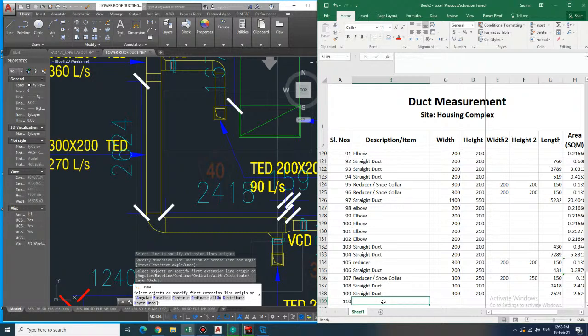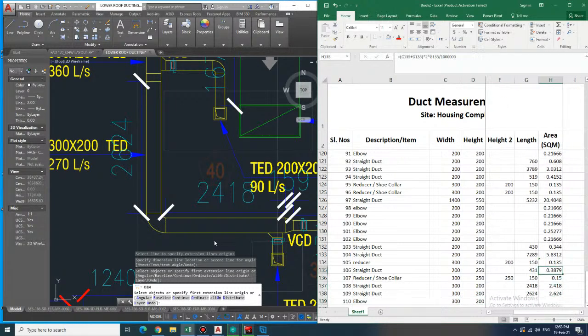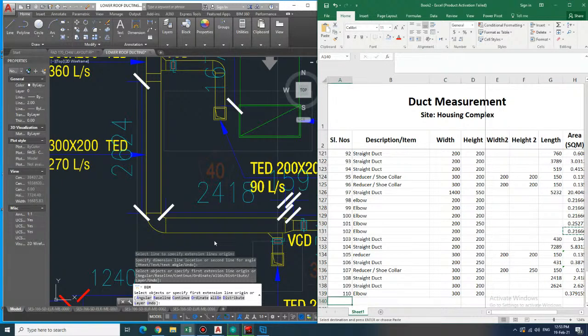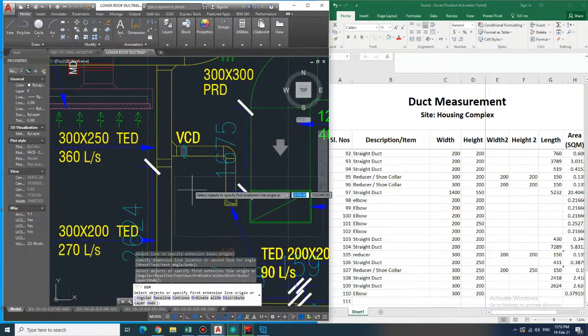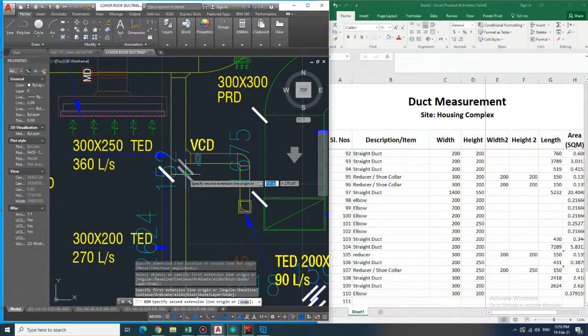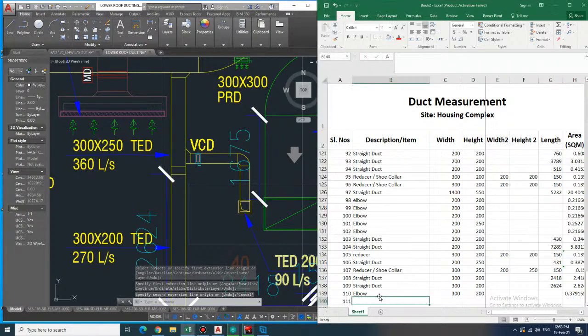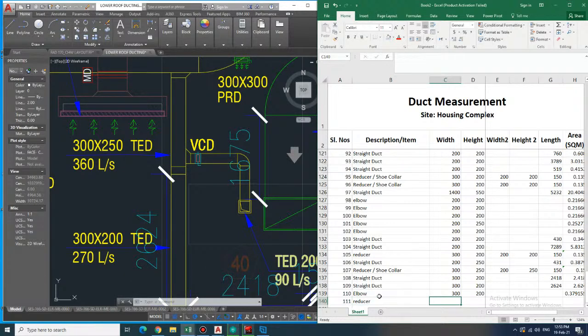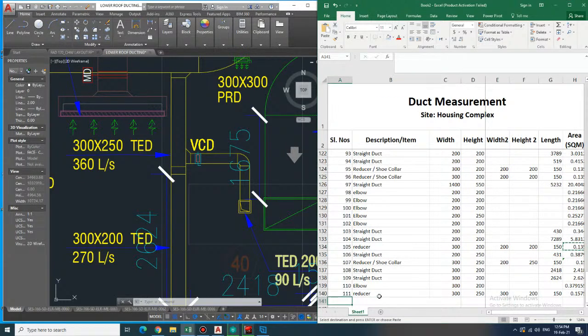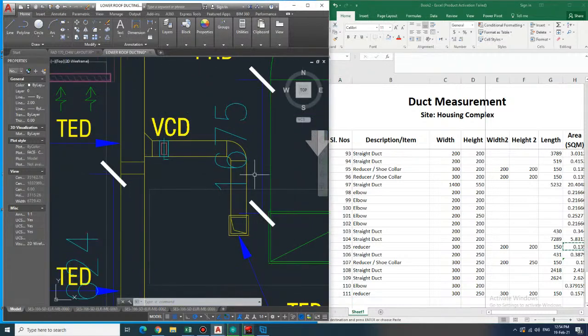One elbow is missing. We missed this elbow, so put the elbow 300 by 200. We put the elbow equation. So let's also finish. 111, there is a reducer, height reducer, maybe 150 or 250. 150. So 300 by 250, 300 by 200, 150. Put the reducer equation. Okay, let's also finish. Then only this one is balanced.